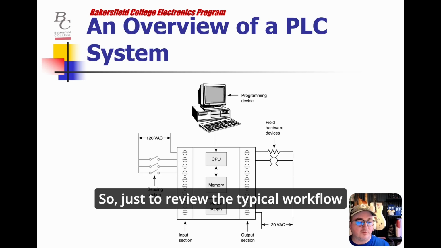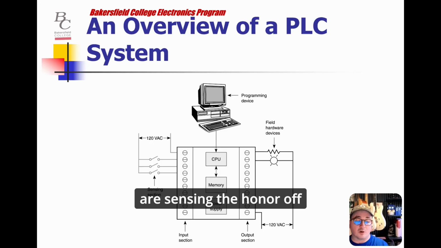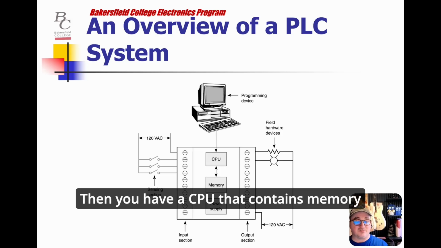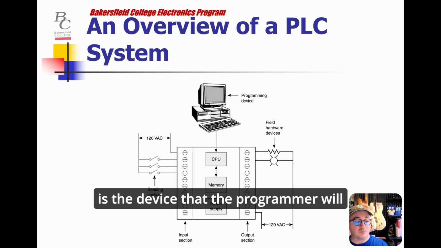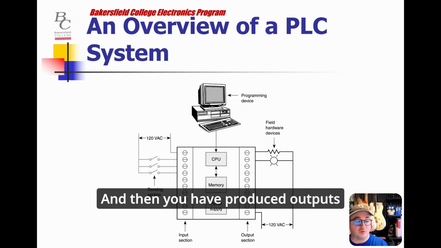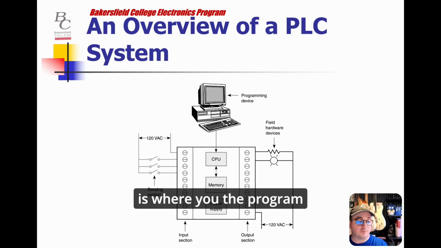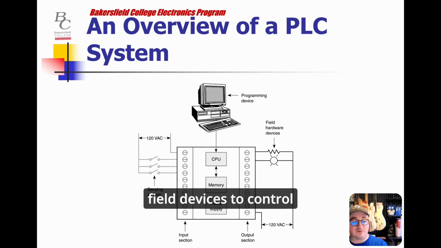So just to review the typical workflow of a PLC, usually on the left-hand side, you have inputs that are coming in that are sensing the on or off state of a field device. Then you have a CPU that contains memory and is powered by a power supply. And that is the device that the programmer will write the program, download, and compile to. And then you have outputs, typically on the right-hand side. And this is where the program has been solved and executed, and then outputs are written to various field devices to control and maintain a process.